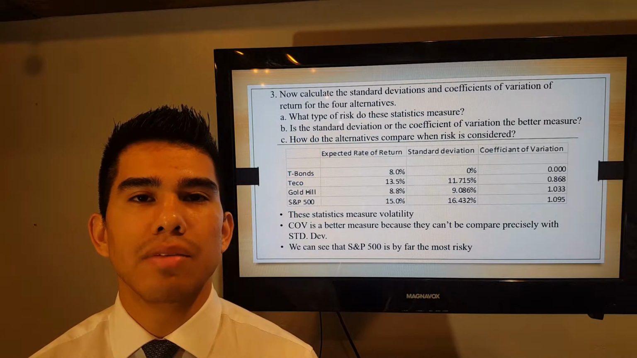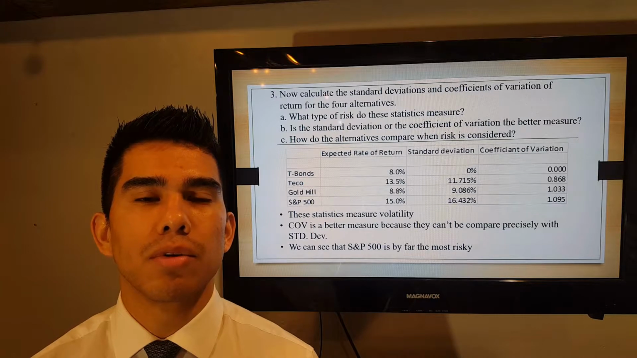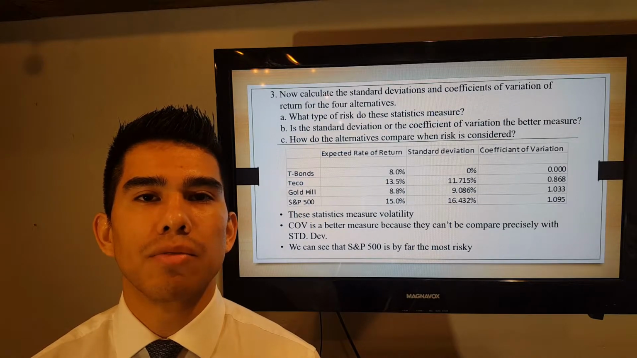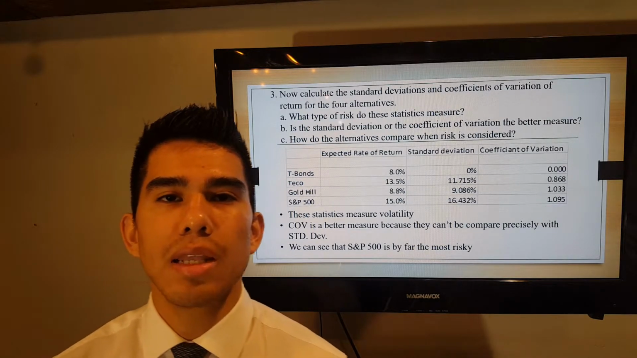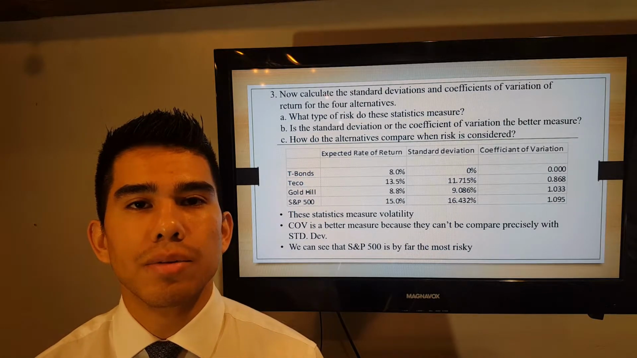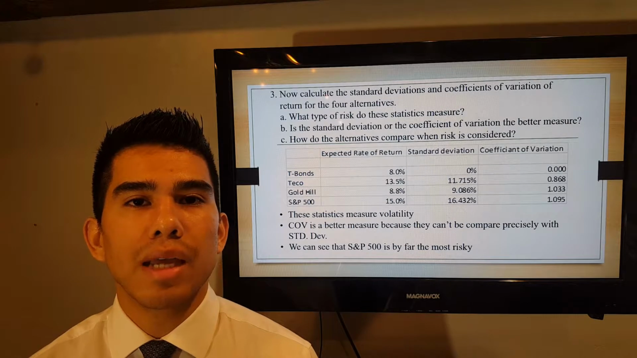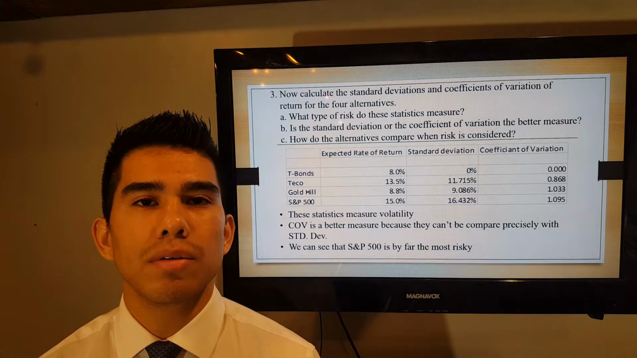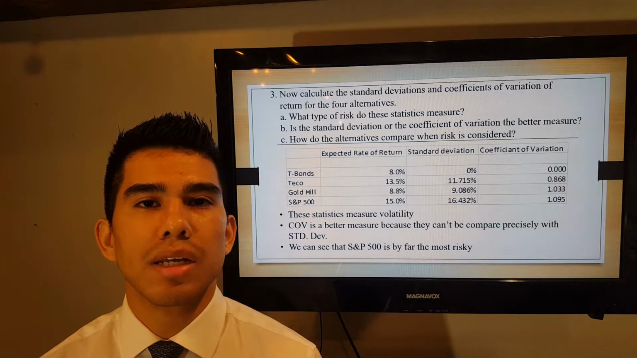We can see that the standard deviation for T-bond is at a 0%. For TECO, it's at 11.715%. For Gold Hill, it's at a 9.086%. And for S&P 500, it's at a 16.432%. And now we take a look at coefficient of variation. For the T-bond, it's at a 0. For TECO, it's at a 0.868. For Gold Hill, it's at a 1.033. And for S&P 500, it's at a 1.095.